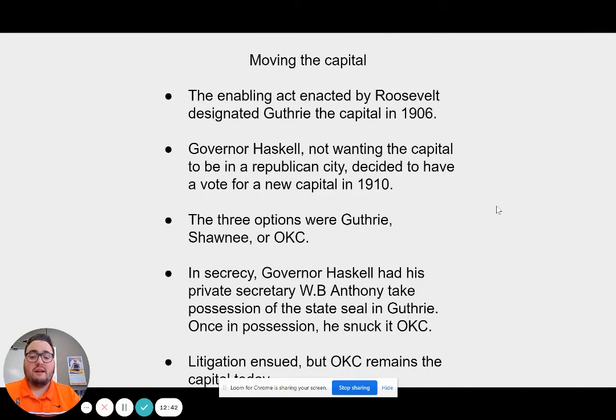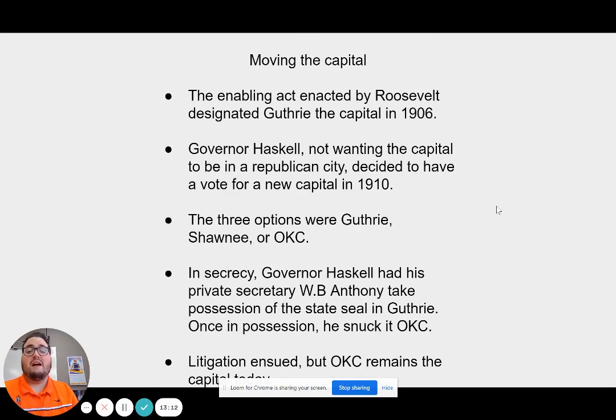Okay, last thing we're going to talk about for today is moving the capital. We've talked in our class about the Enabling Act in 1906, which created the capital in Guthrie. As we know, the capital today is in Oklahoma City, so we're going to look at what got us there. Like I said, the Enabling Act, enacted by President Teddy Roosevelt in 1906, designated, meaning it named, Guthrie the capital of Oklahoma. A lot of people were not happy about that, and we're going to get into that reason in a second.